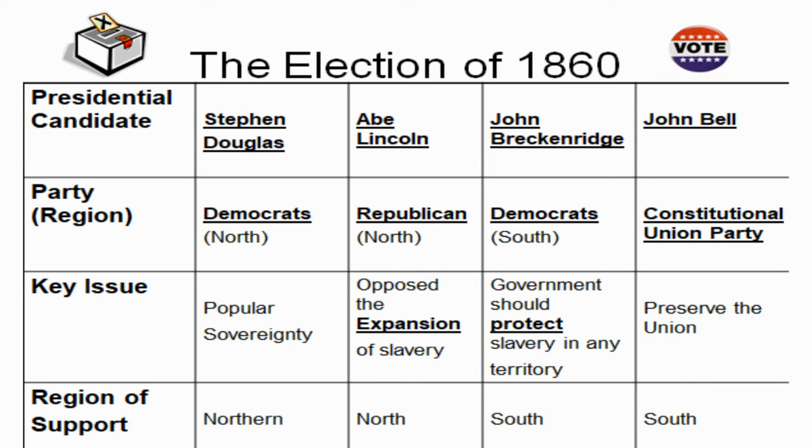Some people saw this as a threat to the North because they thought that he was trying to bring slavery to the North. Southerners liked him because he was vowing to protect slavery, but he is not going to have much support from the North because of his outright support for slavery. And John Bell, poor John Bell, he just wants everybody to get along.